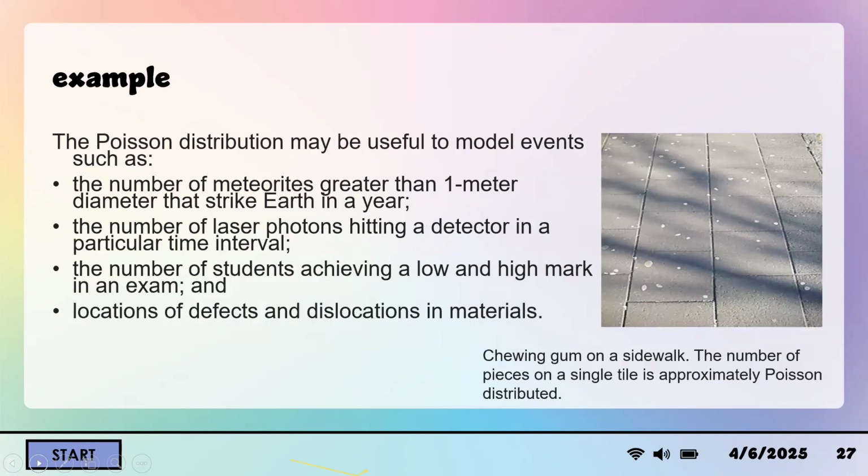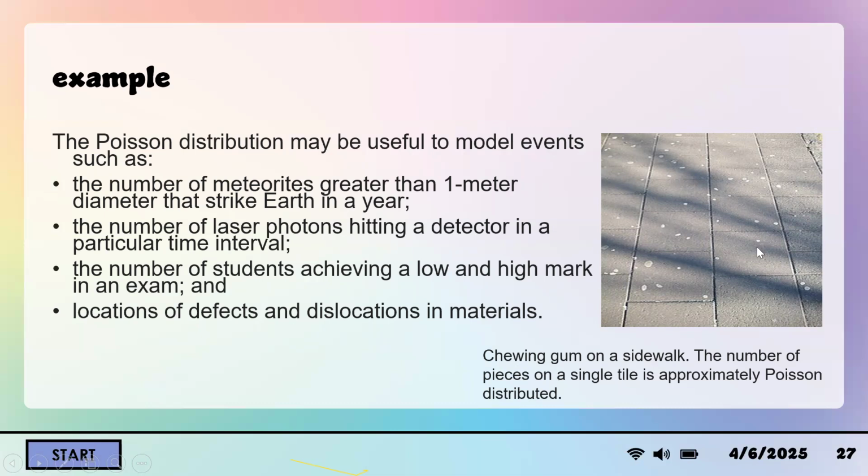So to quote an example, the Poisson distribution may be useful to model events such as the number of meteorites greater than 1 meter diameter that strike Earth in a year, the number of laser photons hitting a detector in a particular time interval, the number of students achieving low and high marks in an exam, and locations of defects and dislocations in materials.